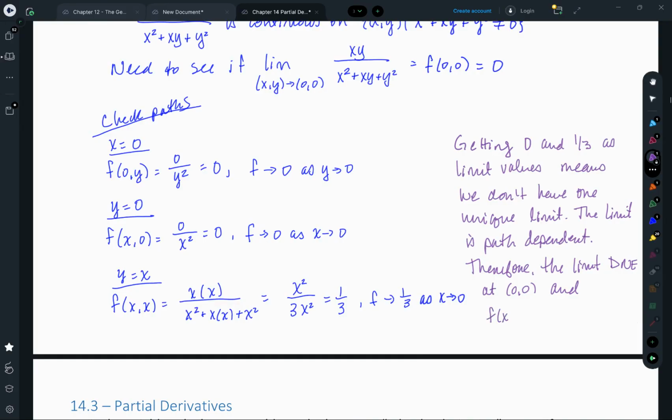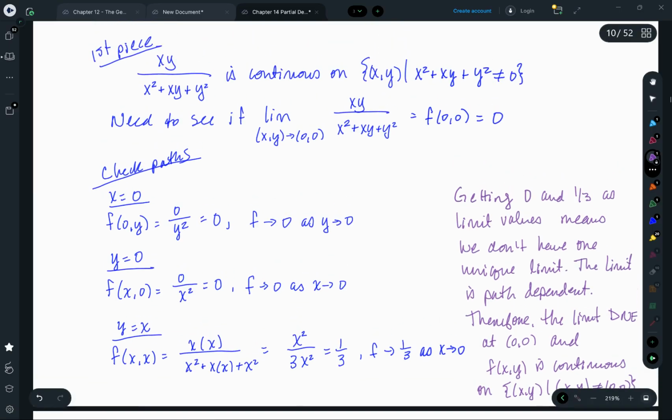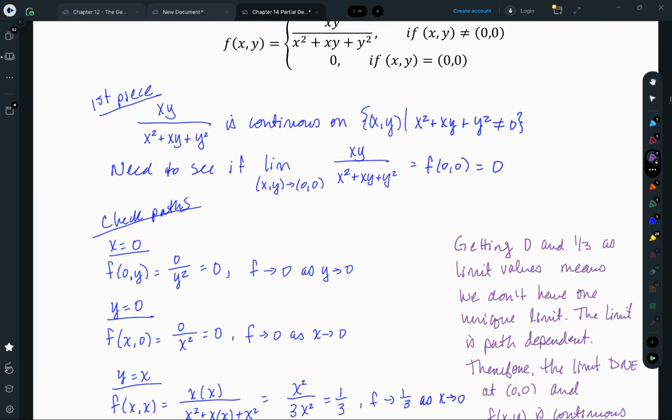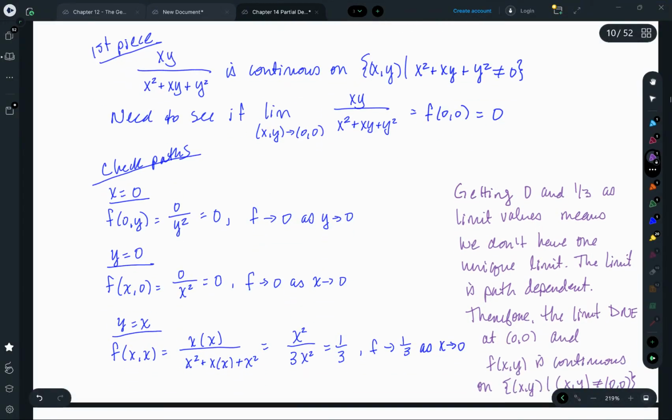And f of xy is continuous on the set of all xy values such that the ordered pair xy just cannot be 0, 0. Because at 0, 0 we had issues. So even though the second piece gives us a definition of the function, we didn't have that the limit was equal to that value of the function. So that's why we can say that the limit does not exist.